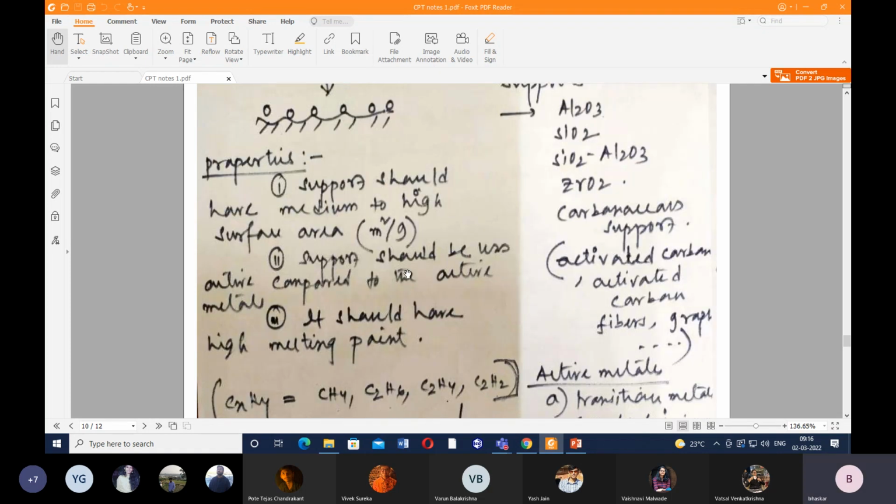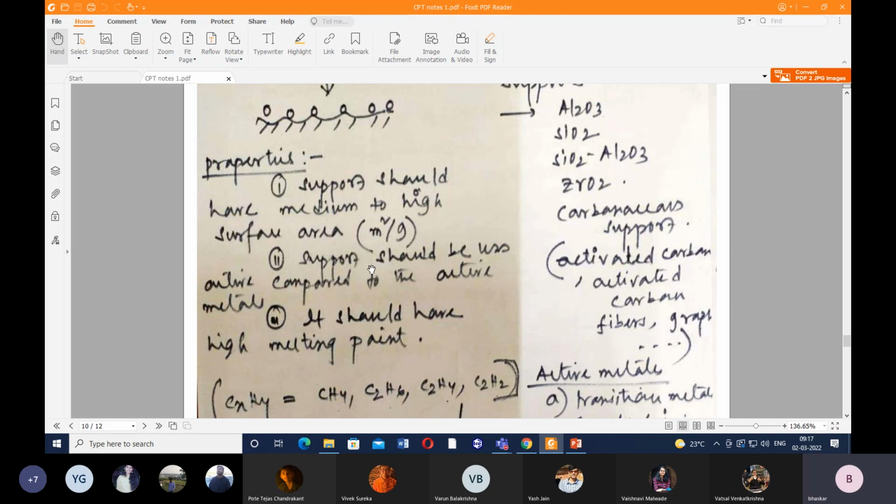The second property of the support would be what? The second property would be the support material should be less active compared to the active metals. So this is quite obvious. Otherwise, if the support material is too active, then the reactant will come in contact with the support, and the reaction will be performed between the support and the reactant only. Active metals won't have that much role to play.